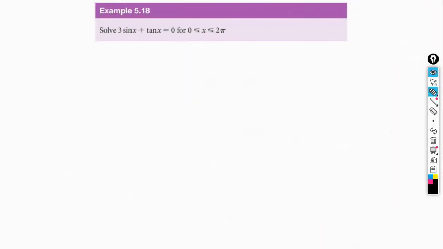So now we'll continue with example 5.18, and it says solve 3 sine of x plus tangent of x is equal to 0 for x between 0 and 2 pi, including both 0 and 2 pi. So we have to be careful with this here. Now, the recommendation in these cases where you have tangent is to rewrite it in terms of sine and cosine.